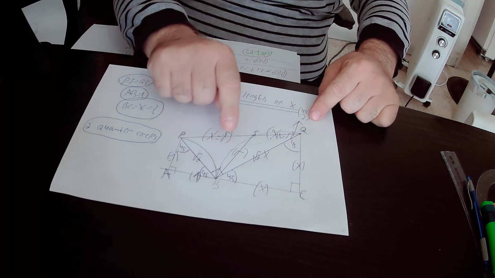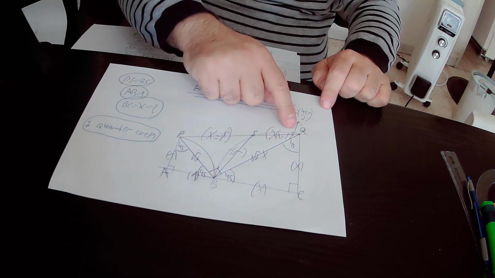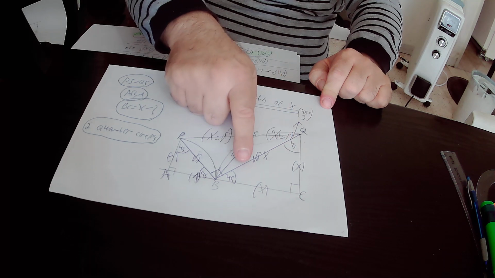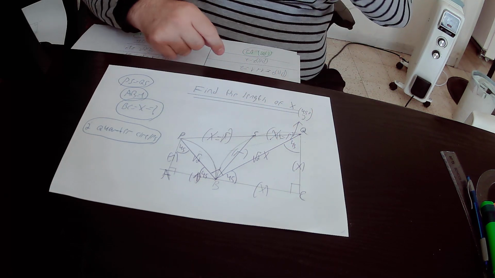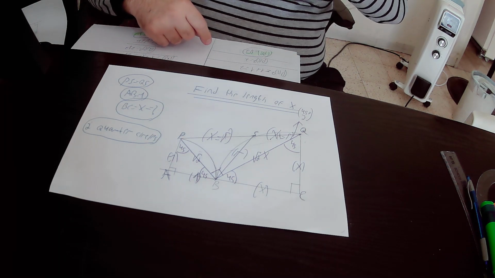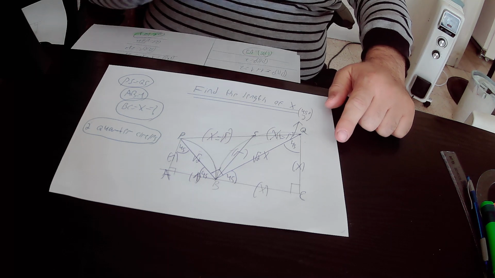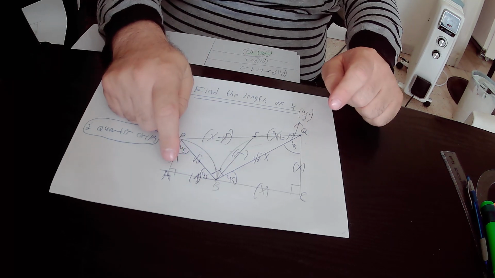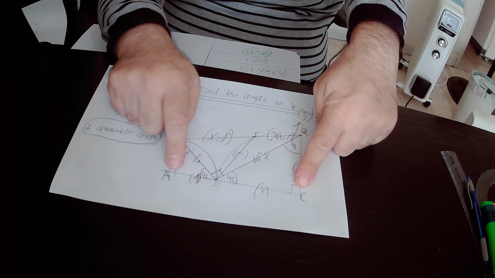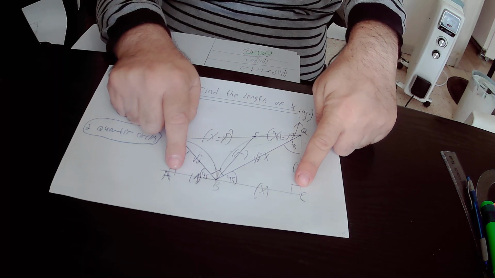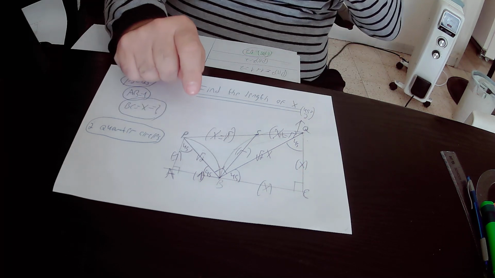Therefore, QC, that is also the radius of this quarter circle, must also be equal to x. Okay. Then, in any quarter circle, those two angles will always be right angles. They are equal to 90 degrees.